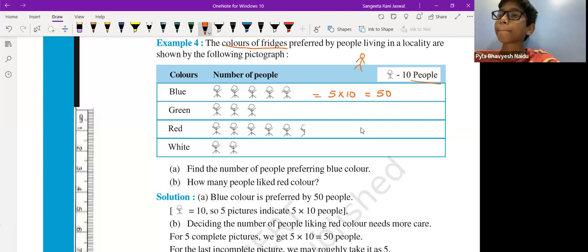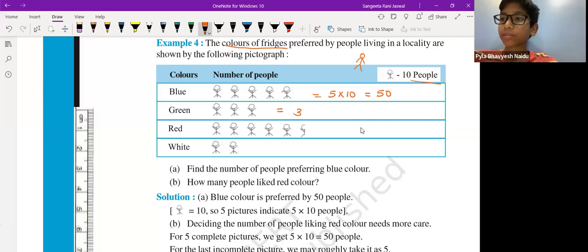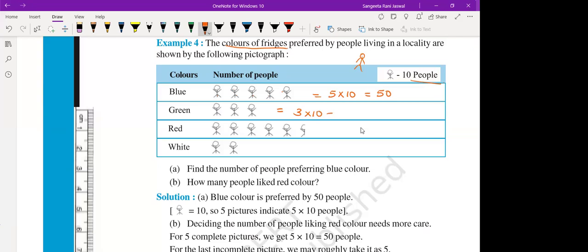Now green color is preferred by 3 stickmans. One stickman represents 10. So 3 into 10 gives you 30. 30 people. Now this red color is preferred by 1, 2, 3, 4, 5. So 5 into 10 and then plus what? This is half. So one complete stick man is 10 people, so half will be 5.